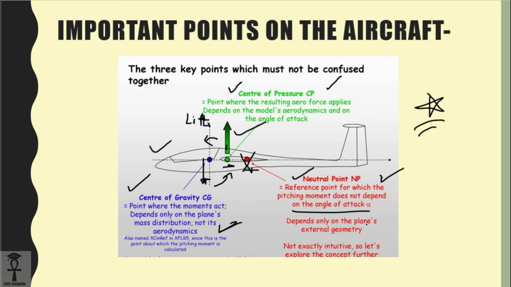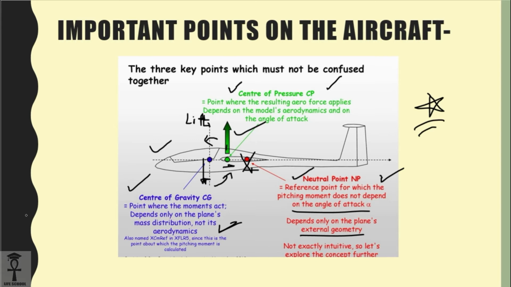That is the neutral point, and it depends on the external geometry of the plane. That is the most important point here, because it depends on the external geometry and not on the aerodynamic forces. So if we change the external geometry, then we'll change the neutral point location. Okay. So these are the 3 points that I would like you to know: the center of pressure, the center of gravity, and the neutral point.